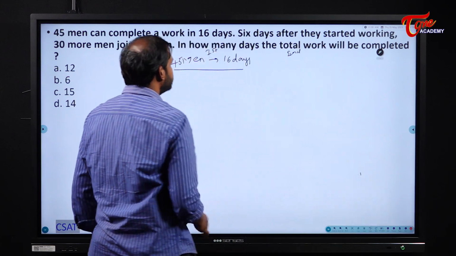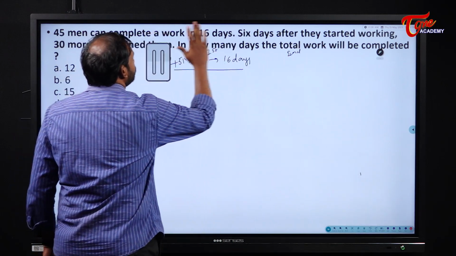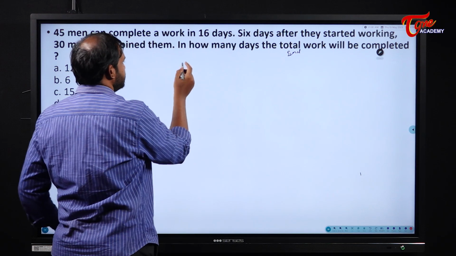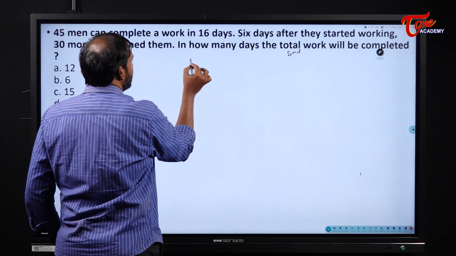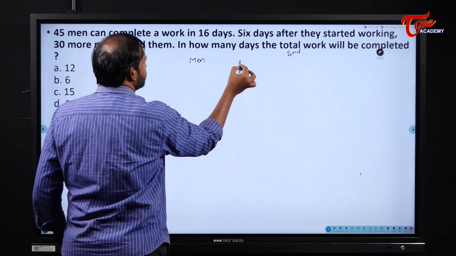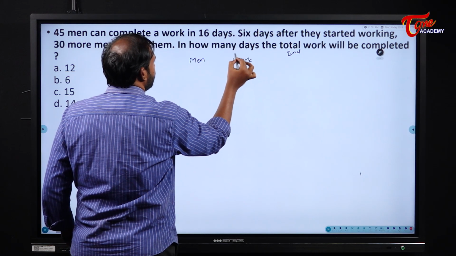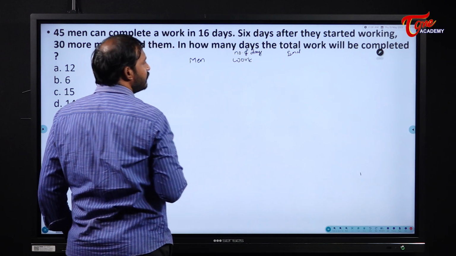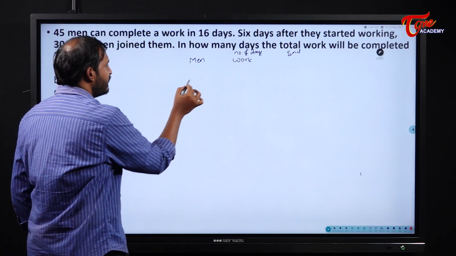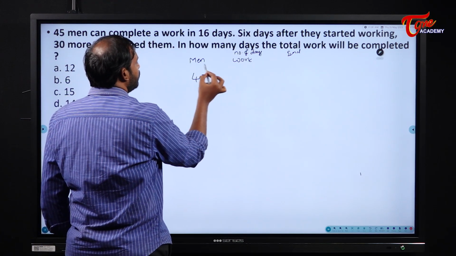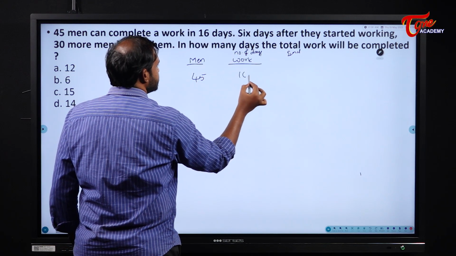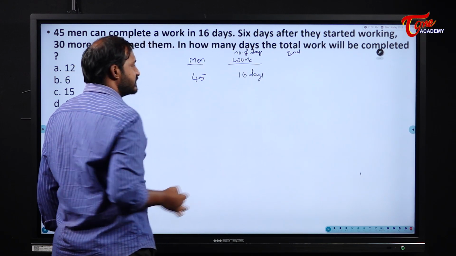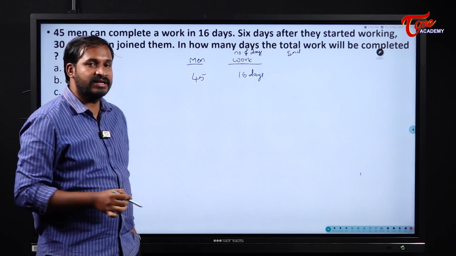Now come to our given question. 45 men can do the work in how many days? 16 days. Men and work, number of days and work. If 45 men are there, the work will be finished in 16 days. Now, 6 days after they started working.